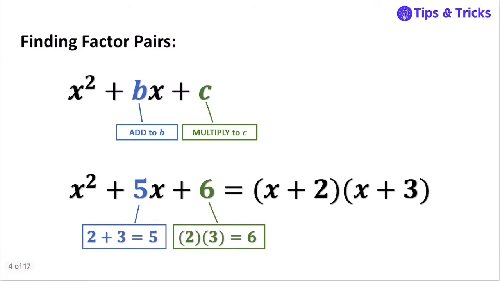So what are we going to do to find factor pairs? What you're going to do is look for two numbers that will add to b, which is the coefficient of the x term, but they need to multiply to c, which is the constant term. So for that example, x squared plus 5x plus 6, that's how we came up with 2 and 3. Because 2 plus 3 equals 5, and 2 times 3 equals 6.